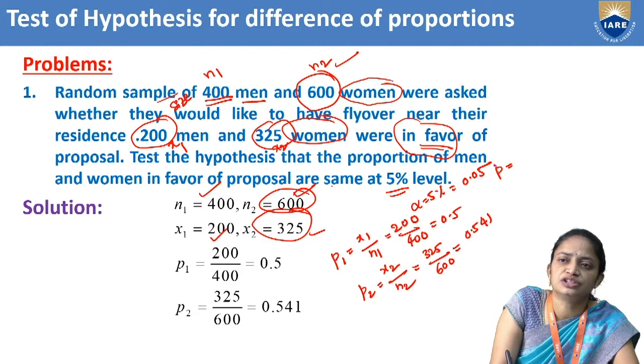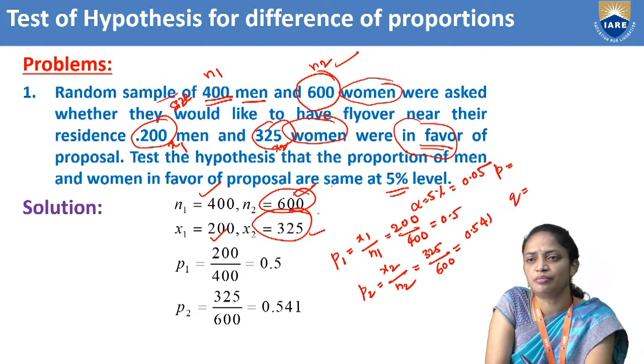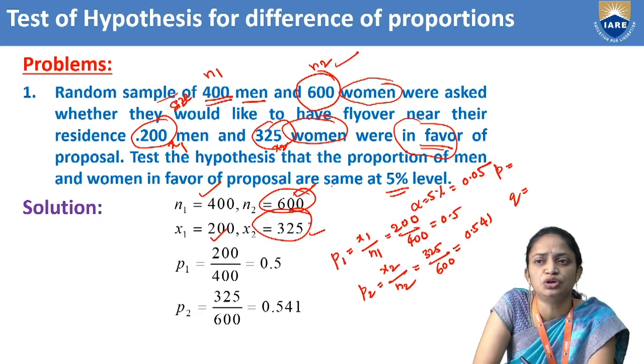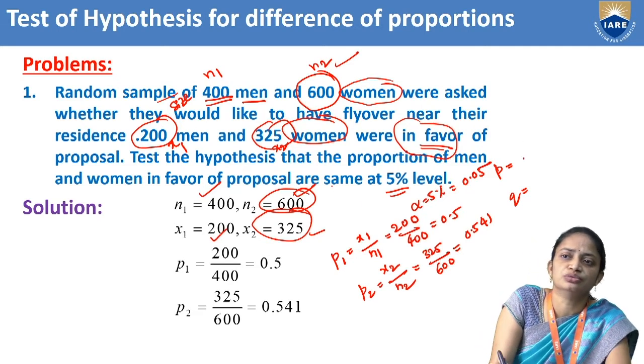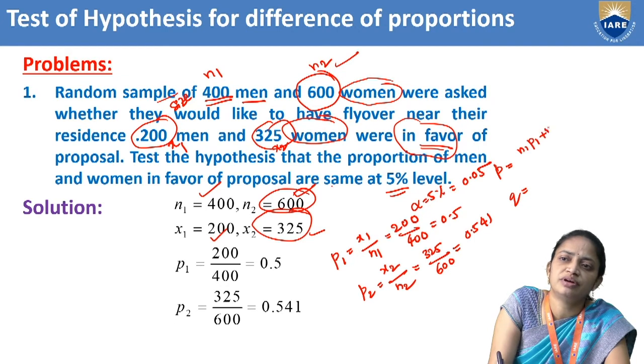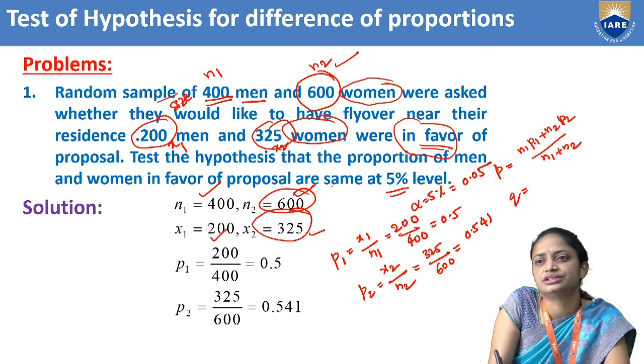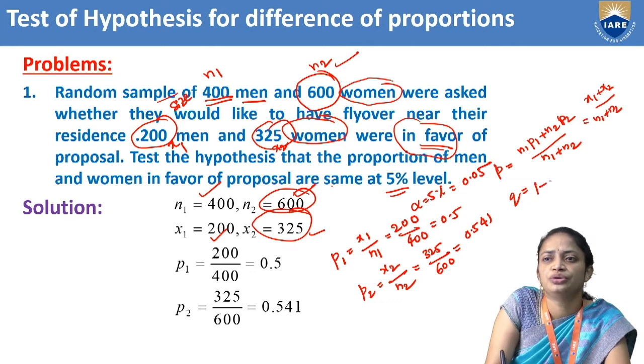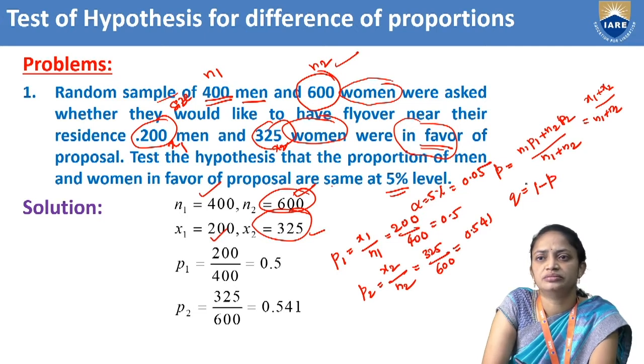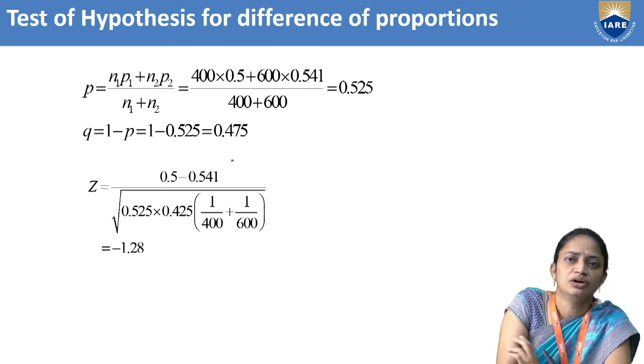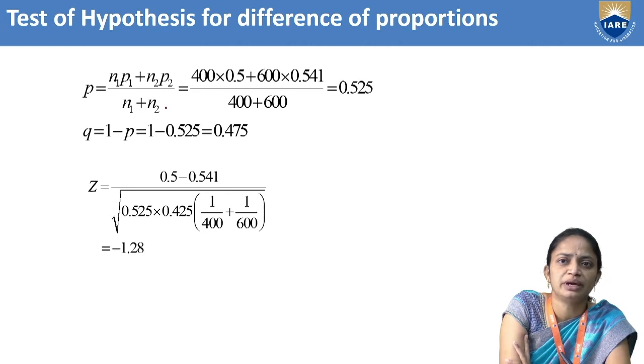But we need to calculate small p and small q. What is the formula for small p? n1 p1 plus n2 p2 divided by n1 plus n2, or you can take x1 plus x2 divided by n1 plus n2. This is the small p value. What is q? Q is nothing but 1 minus p. So here we are finding p: p equal to n1 p1 plus n2 p2 divided by n1 plus n2.